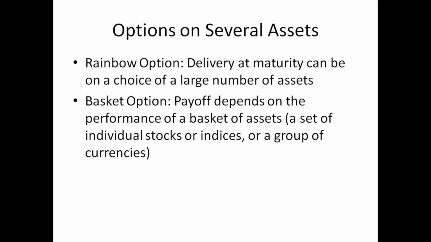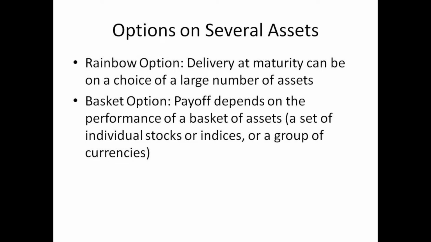A basket option's payoff depends on the performance of a basket of assets, which would be a set of individual stocks or indices or a group of currencies. So instead of the payoff being on one asset, it's on this basket. These are often used for currency hedging for institutions that might have exposure to a number of different currencies, and it often ends up being cheaper for them to use a basket option than to buy a whole bunch of individual options.